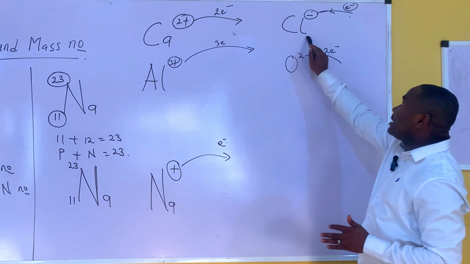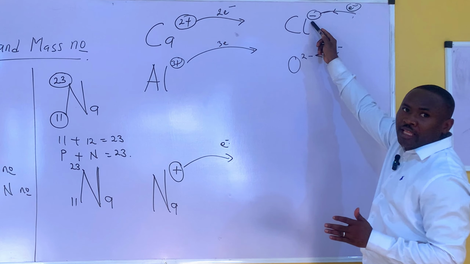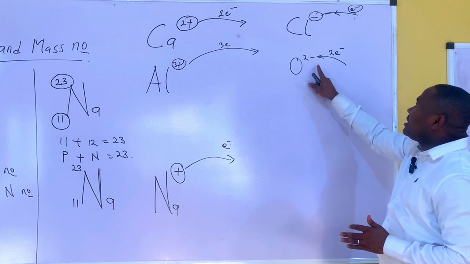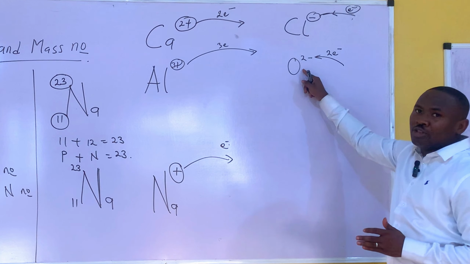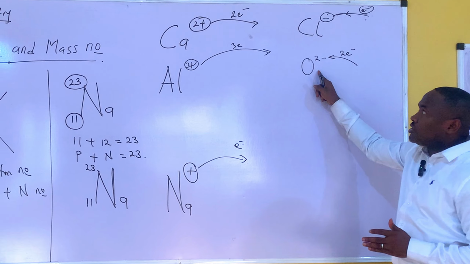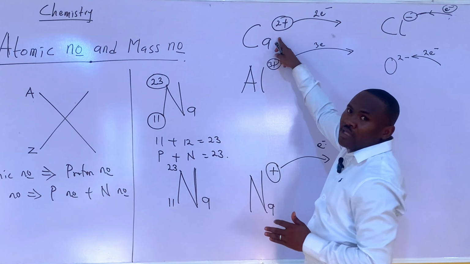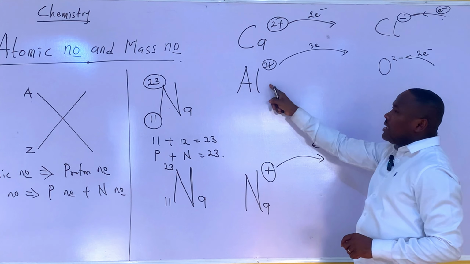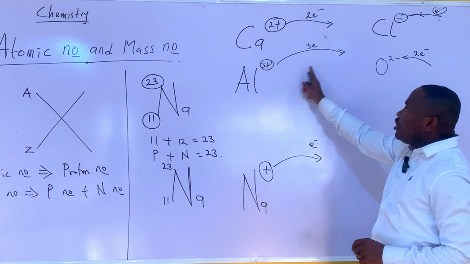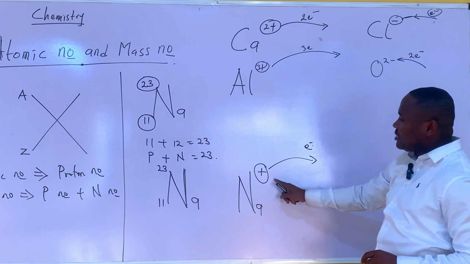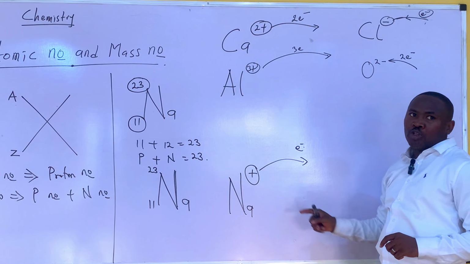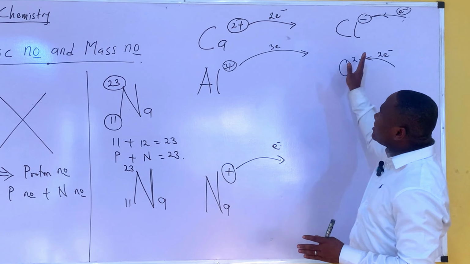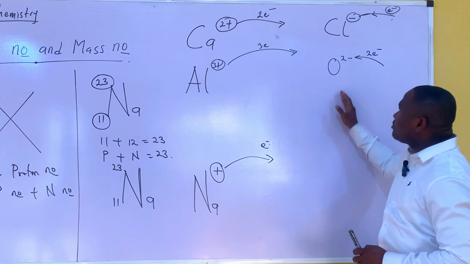This atom as an ion is receiving one electron to become stable in its outer shell, while this is receiving two electrons to become stable in its outer shell. This is giving out two electrons to become stable in its outer shell, while this is giving out three electrons to become stable. Likewise, this is giving out one electron to become stable. Not proton, but electron. All of them are either receiving or giving out electrons.